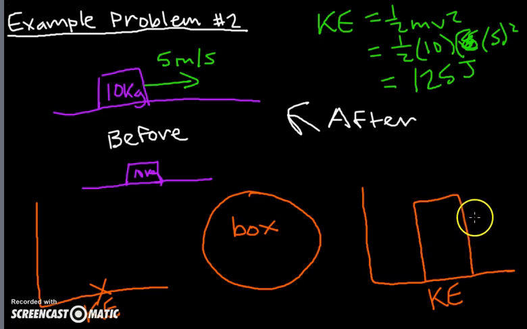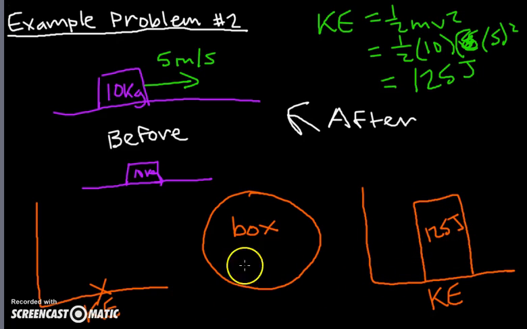So, for example, they really don't have to be to scale, this is just to help you picture the distribution of energy in the system. So, we have 125 joules of energy, of kinetic energy rather, in the box system after we pushed it.